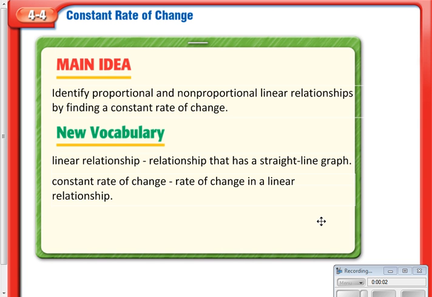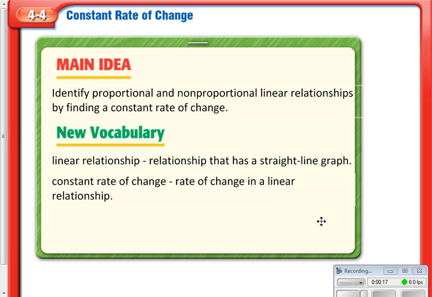Lesson 4.4 is on constant rate of change. Yesterday you worked with rate of change, so it has to do with the same thing, the change in y over our change in x. Today they're going to add proportionality and linear relationship.